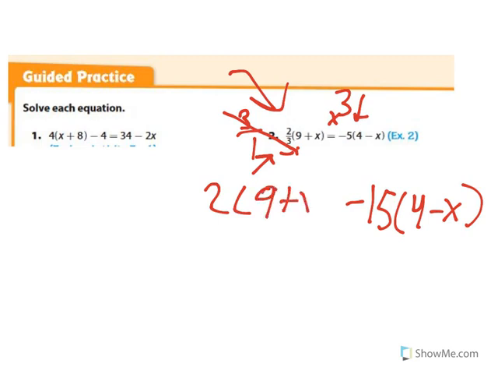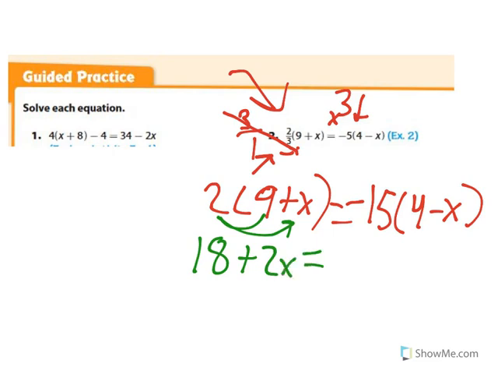All right, so now we go back to our strategy. We are going to do inside out. So here we go first. So that's positive 18. Now I'm going to do my outside. 2 times positive x. So that's 2x equals on this side negative 15 times 4. That's negative 60. And now this is where you got to be careful. We got the negative times the negative. All right, so that's going to be a positive.